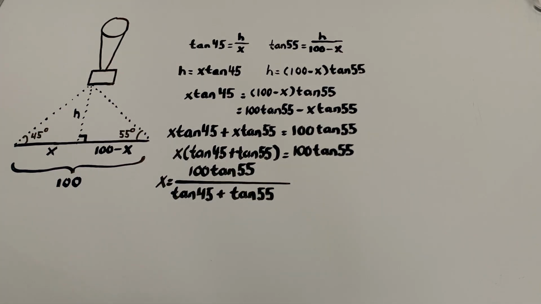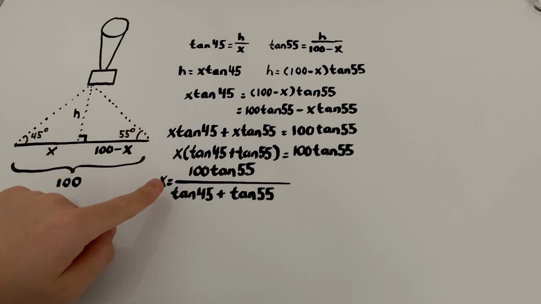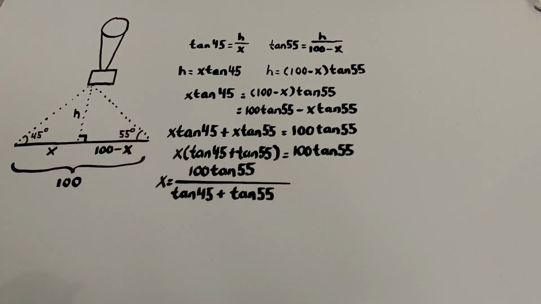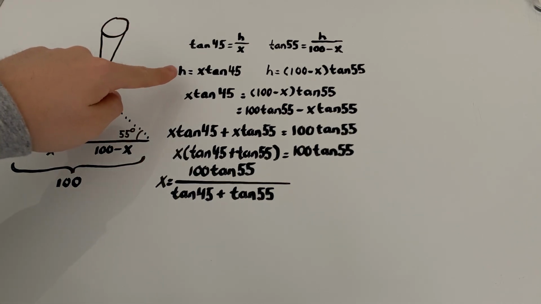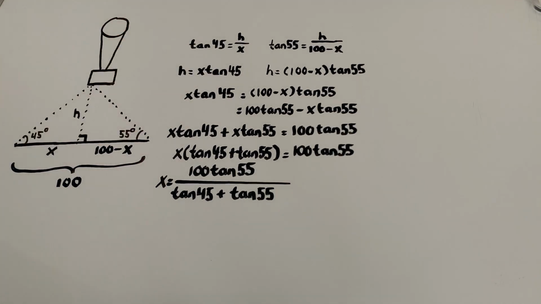So that's pretty crazy, right? x is equal to this gigantic thing. Now, we're not interested in finding x, so we don't really care what this value actually is, because that's not what we're trying to find. We're trying to find h, not x. And if we go back to the start, we know that h is equal to x times tangent 45.